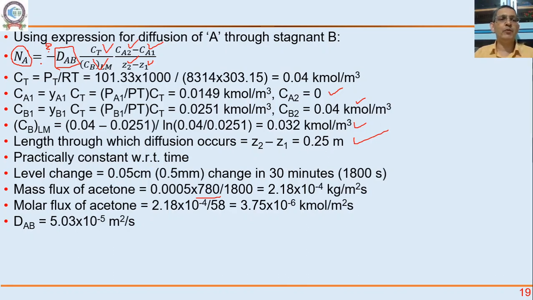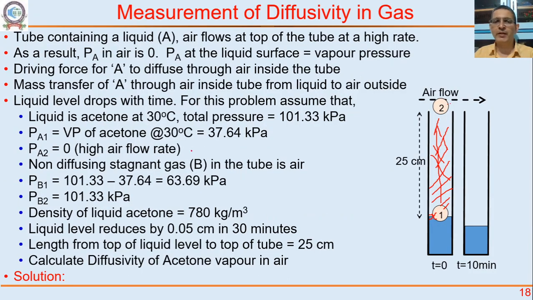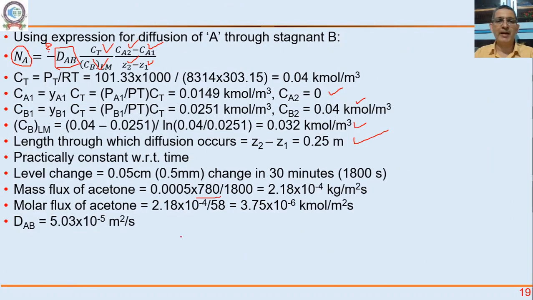Now NA, if I have to calculate, what is NA? It is the flux of A, how many moles of A are diffusing per meter square per unit time. How will I get that? Liquid level is dropping by 0.05 centimeters. So 0.05 centimeters is 0.5 millimeters. It changes in 30 minutes, meaning 1800 seconds.